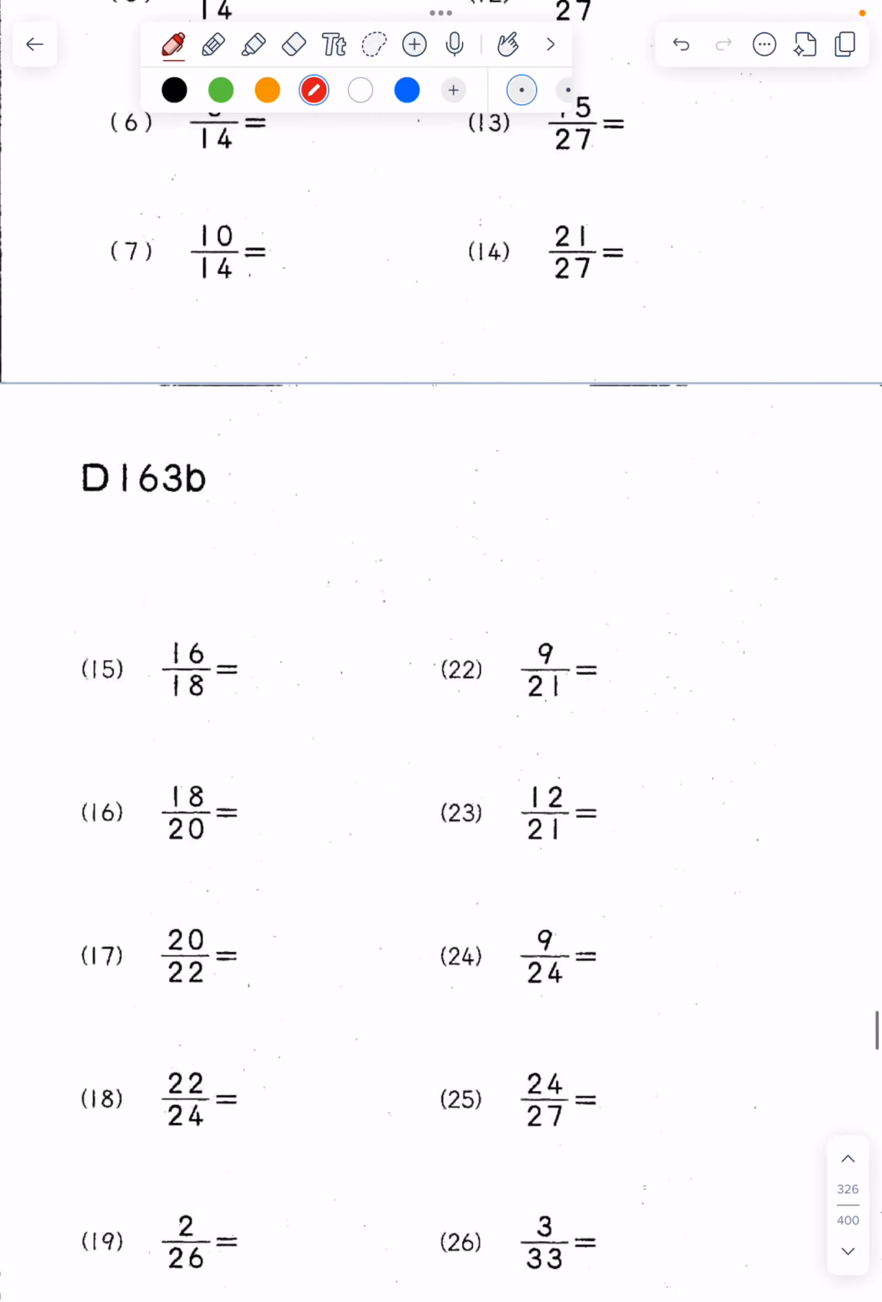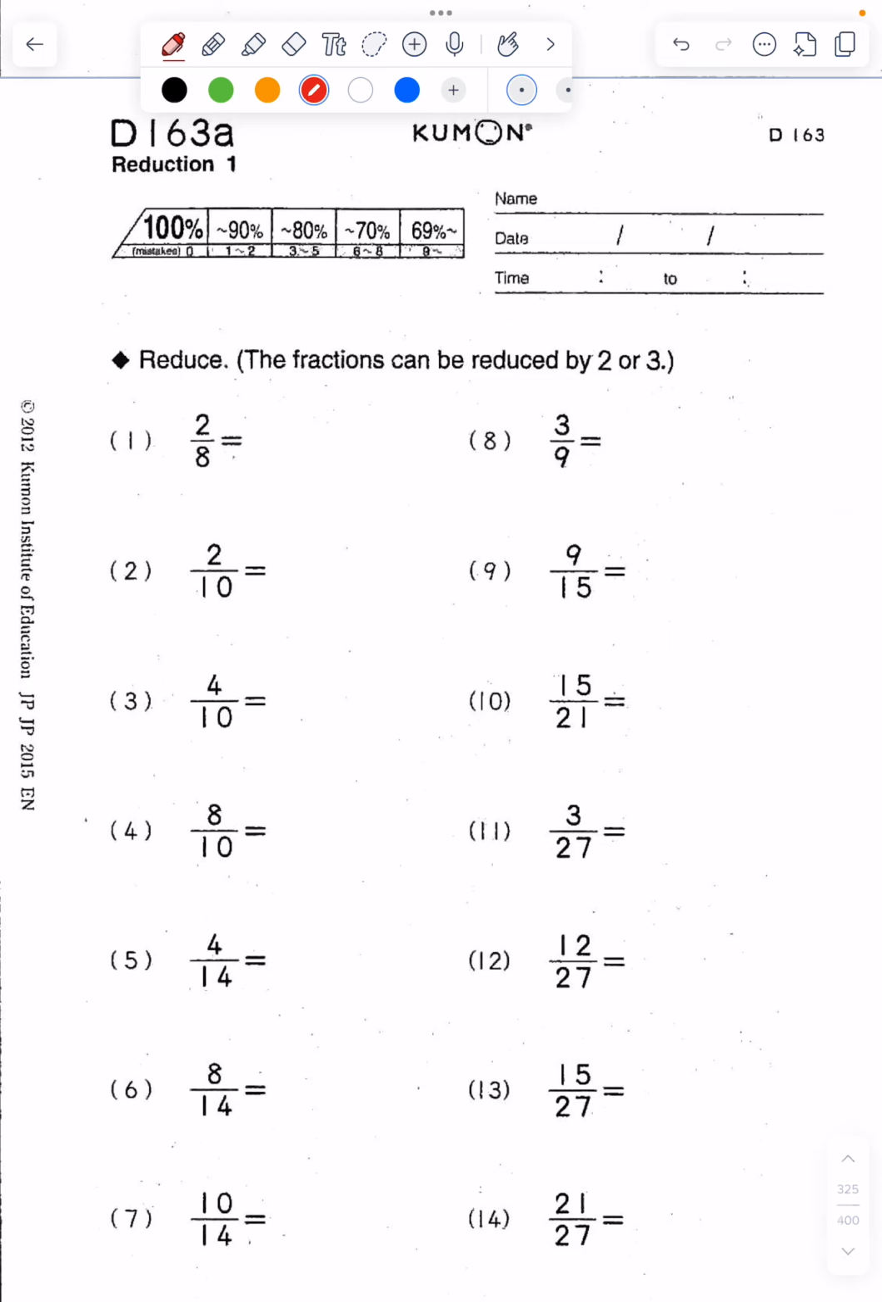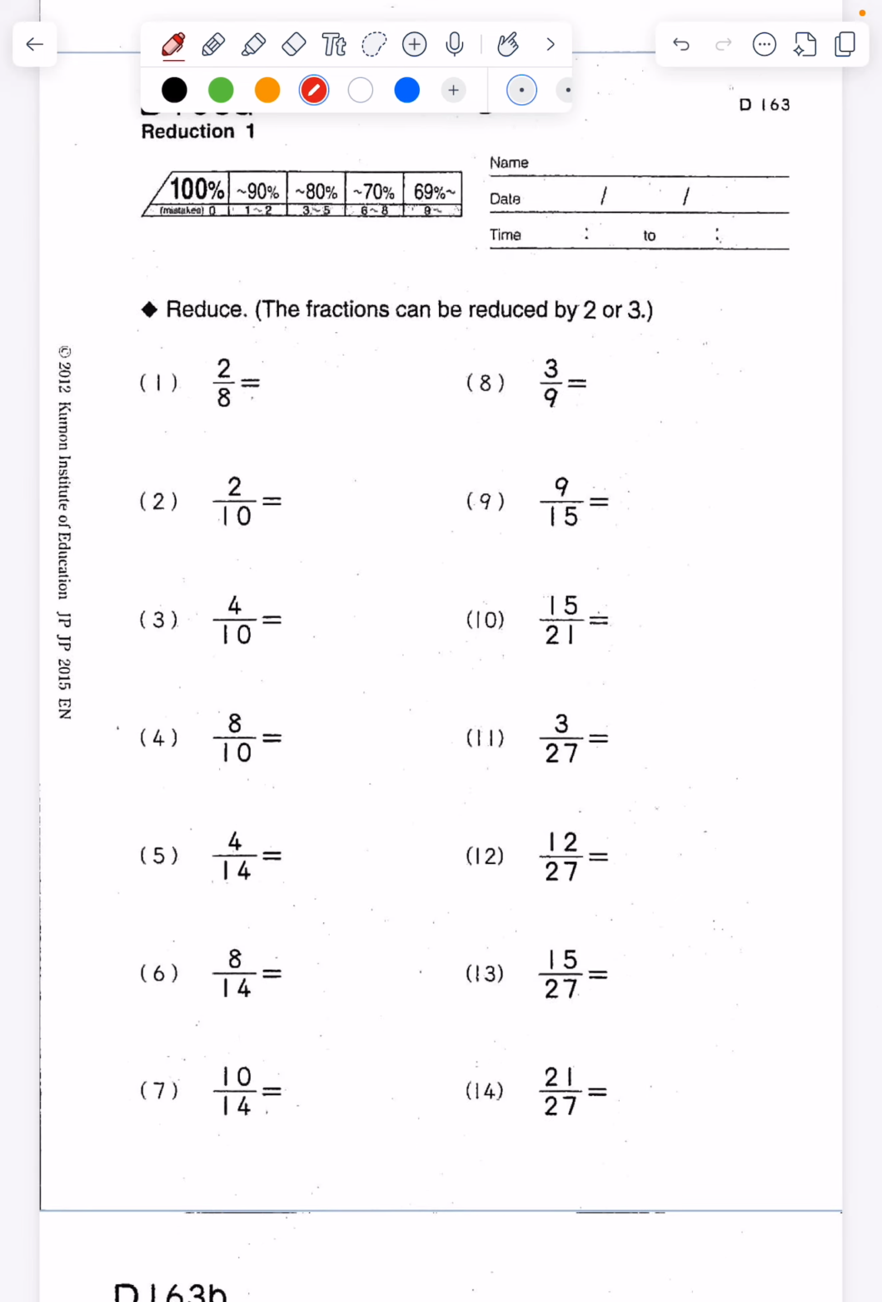Okay, so now if you go to page 163, read the instruction now. What does the instruction say? Fractions can be reduced by 2 or 3. Right? So some fractions can be reduced by 2, some can be reduced by 3. On this page, I'm not going to ask you to write it down, but I want you to look at a question and tell me, is it going to be divided by 2 or divided by 3? That's pretty fun, right?